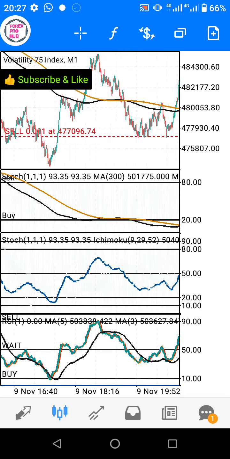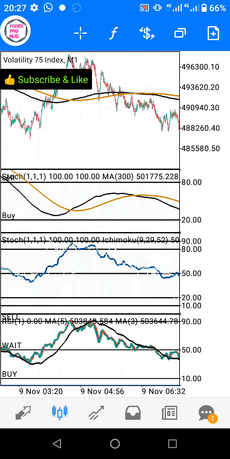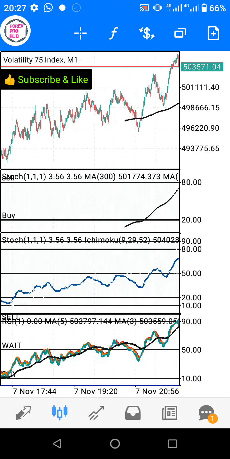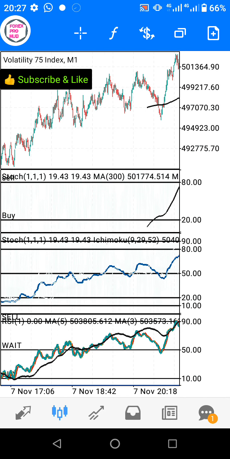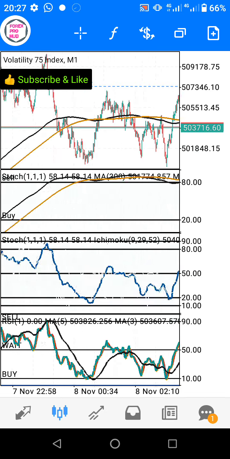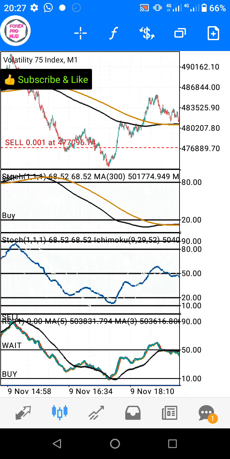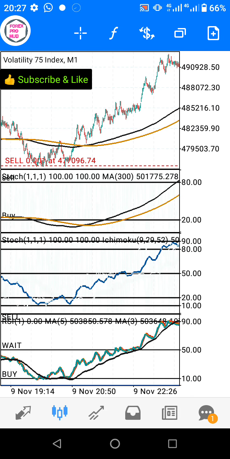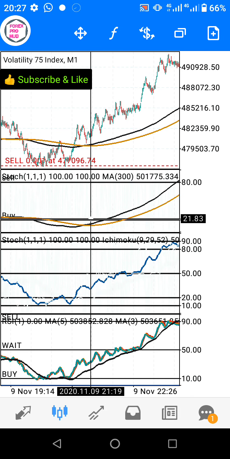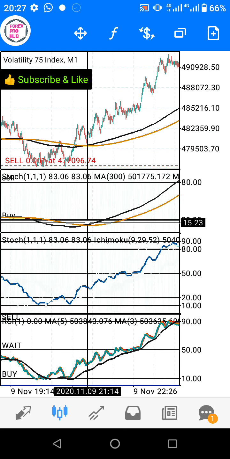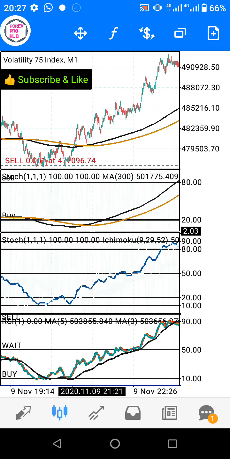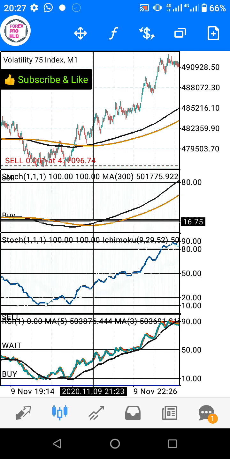Now, okay, let me just look on the 75. Okay, here it is. Now let's check on here. When you check on the first main chart, you see there's a crossing over here. Come over to the indicator window 1, there's another crossover.